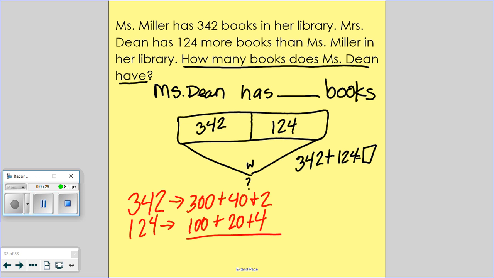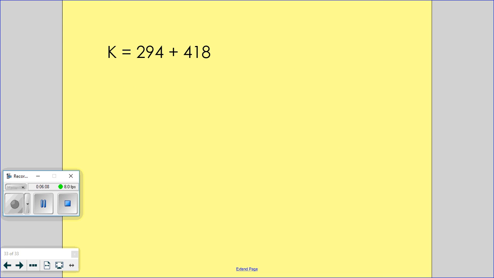Here's our expanded form set up to go through. Two ones plus four ones gives us six ones. 40 plus 20 gives me 60, 6 tens. 100 plus 300 gives me 400. Give me a Me Too signal if you got this answer. Good. Very good.